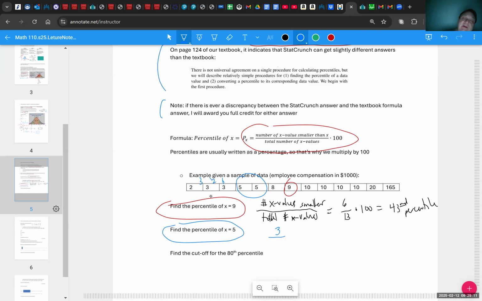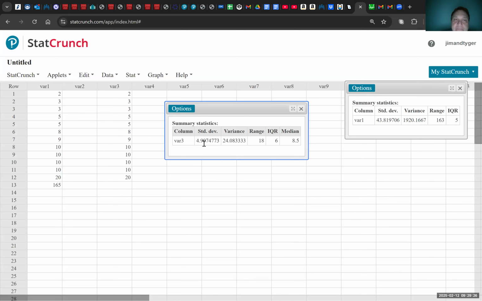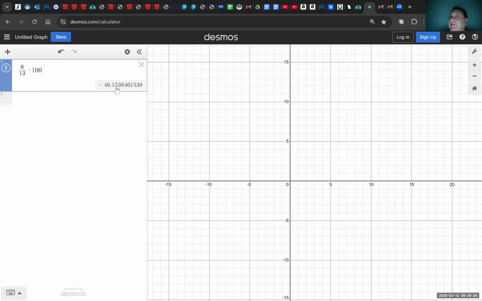There are 3 values literally lower than all the 5s. And there's 13 total values, and I multiply by 100. And if you do the calculation, was it 43rd percentile? Did I make a mistake? I don't remember 43. Let me go back and look at this. Oops. Different page. 46th percentile.